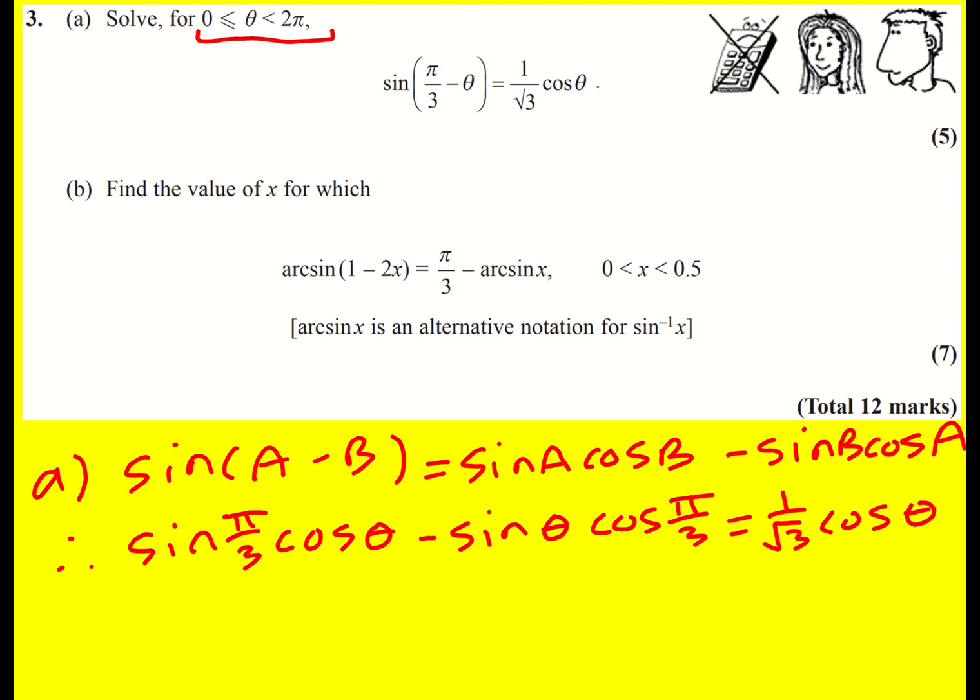Now, sine of pi over 3 is going to be root 3 over 2. That's one to learn. It's the same as sine 60. Whilst cos pi over 3, same as cos 60, is a half.